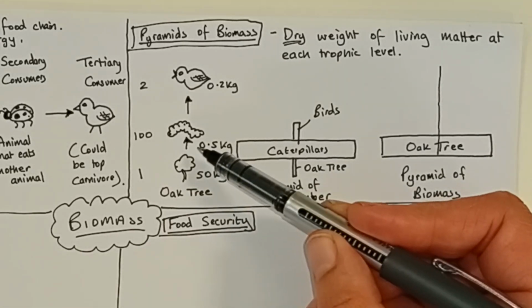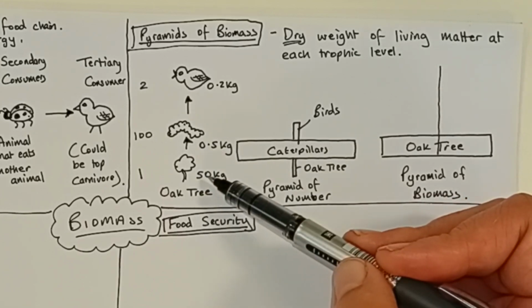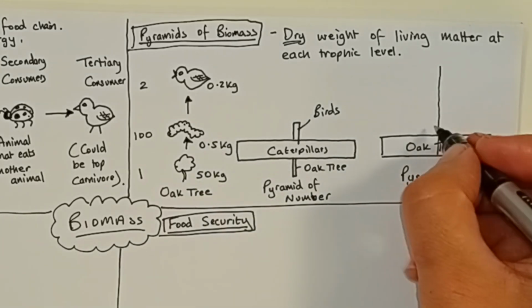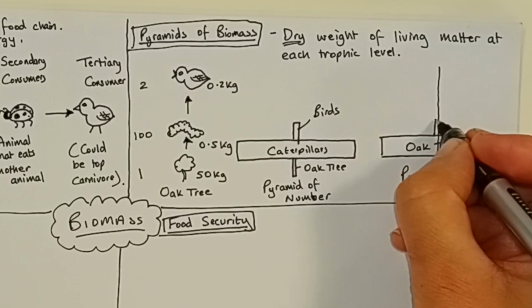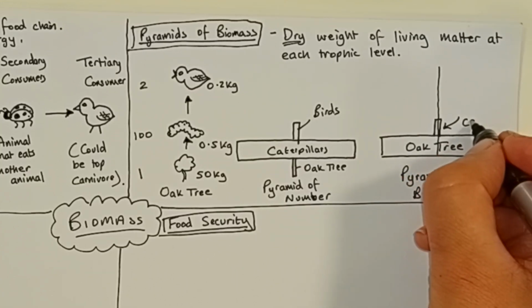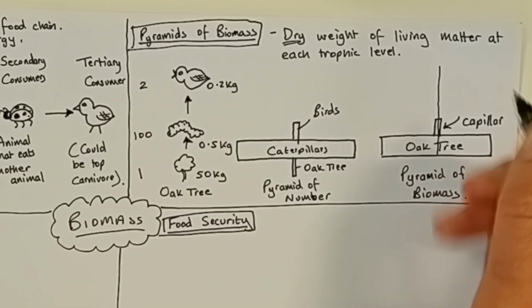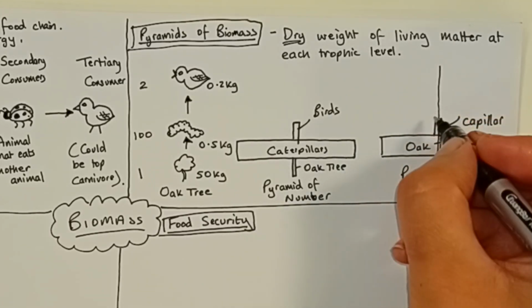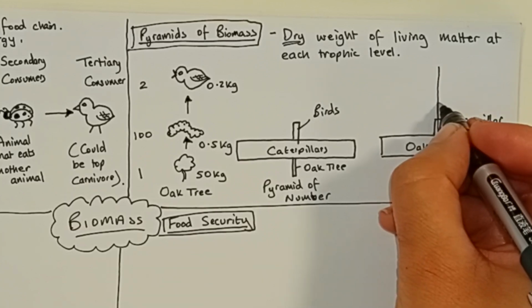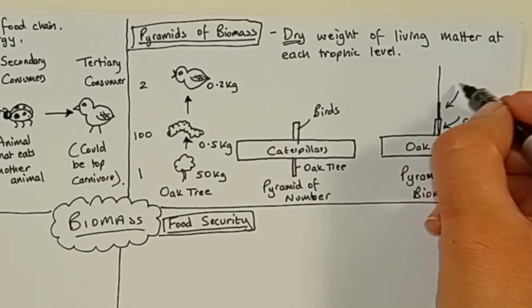Next up on my food chain is caterpillars. They're only 0.5 kilograms, which is 100th of the oak tree, so that's going to be much smaller. Again, I can't write caterpillar in there, but I am going to label it anyway at the side. And then lastly, my birds are even smaller still, so I just make a slightly wider bit there and label it at the side.